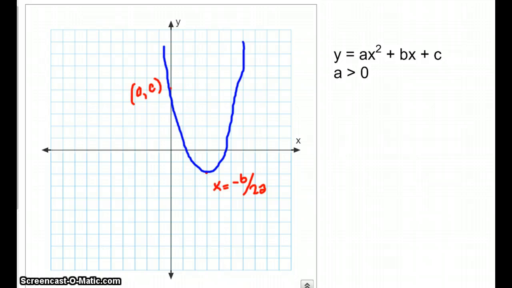This is a general drawing of a parabola, y equals ax squared plus bx plus c. In this case, a is greater than 0, so we know the parabola opens up. The x-coordinate of the vertex is negative b over 2a. That will be the minimum of the parabola. And then it crosses the y-axis at (0, c). So I've plotted those points, and that's the general shape of the parabola.